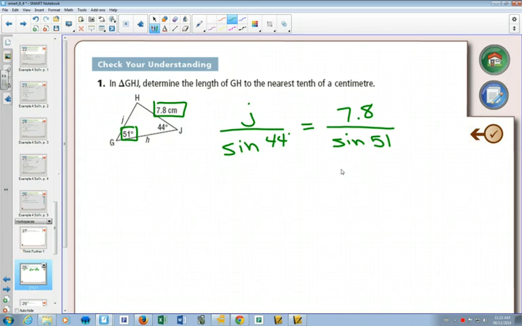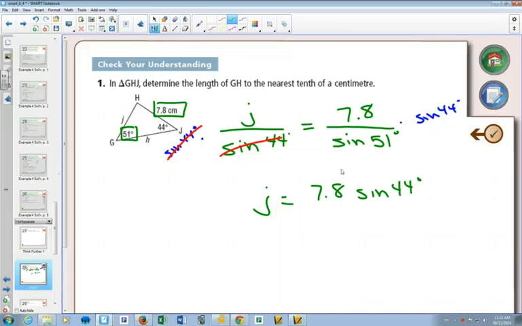Now to get j by itself, you would have to multiply both sides of this equation by sine of 44. Sine of 44. I should remember my degree signs. There we go. That would cancel out these. Now when you multiply both sides, a fraction by a number, that goes on the top of that fraction. And now it's just a matter of typing that into your calculator.